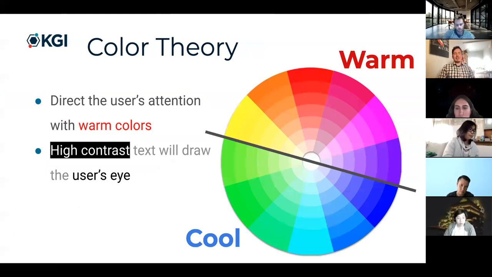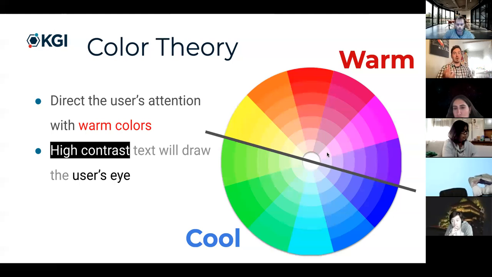Okay, so the next layer is color theory. And the idea here is that we have certain warm colors and cool colors. And we actually can direct the user's attention using these warm colors. The other aspect of this is note that high contrast text will draw the user's eye. So if we're at the outer end of this wheel, we actually want to use lighter text, because the color is darker. But if we're at the inner part of this wheel, because the color is lighter, we then want to use darker text.